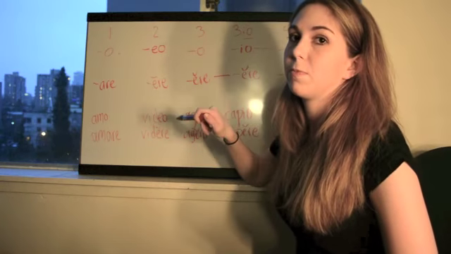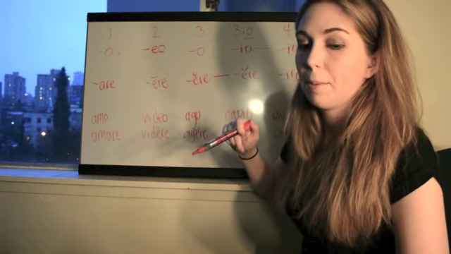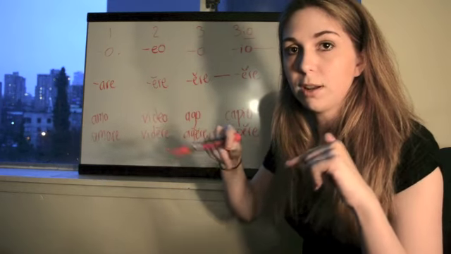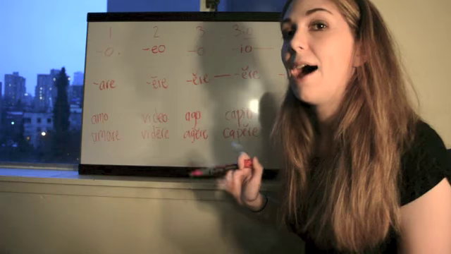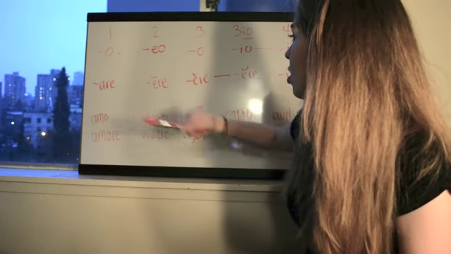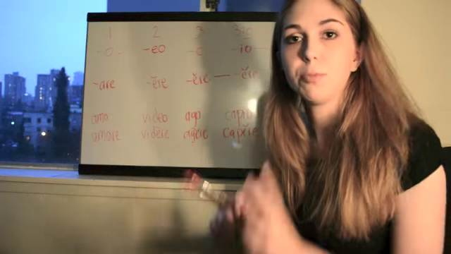So if you just use this very basic chart, which you can find down below too in a more visible format, you're always going to be able to tell the conjugation of a verb if you know the first two principal parts.